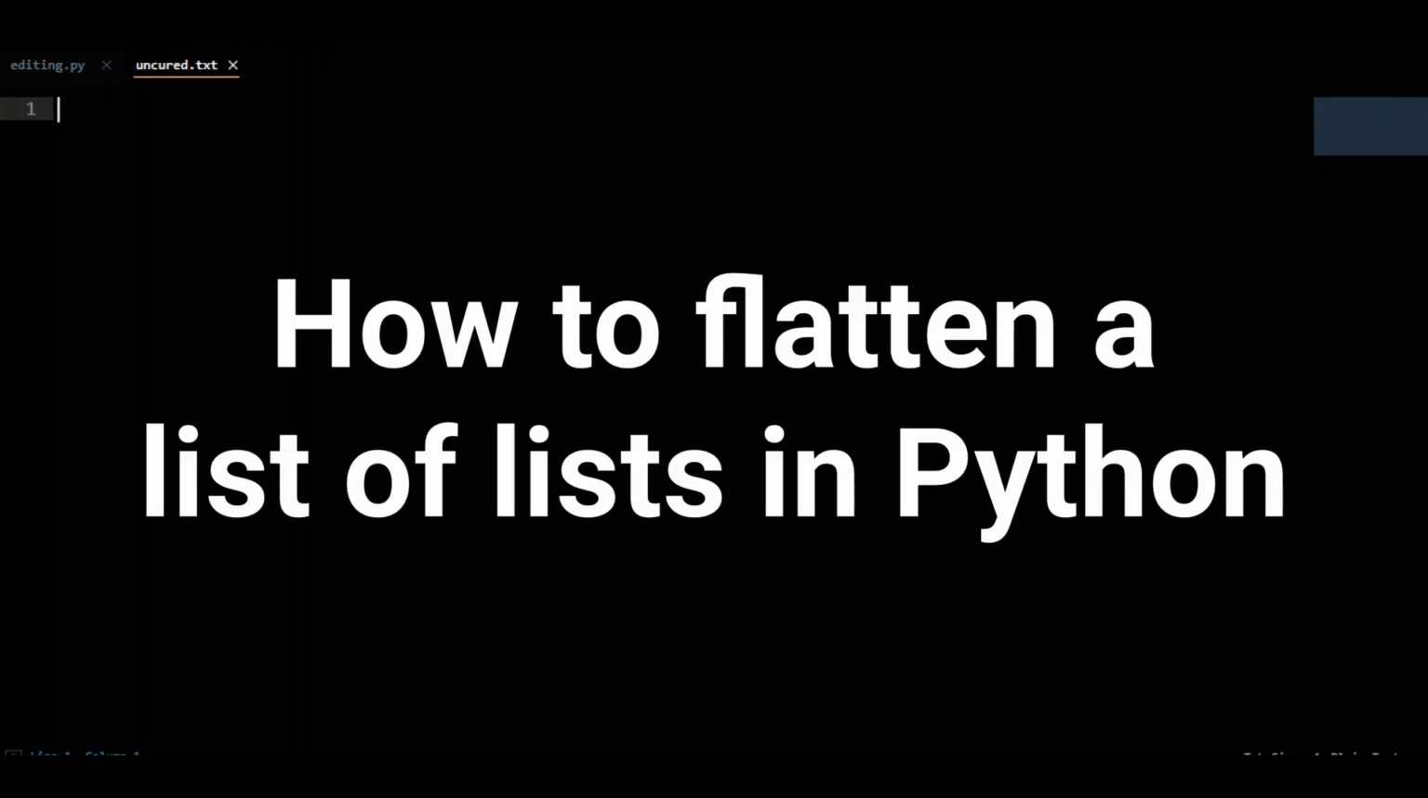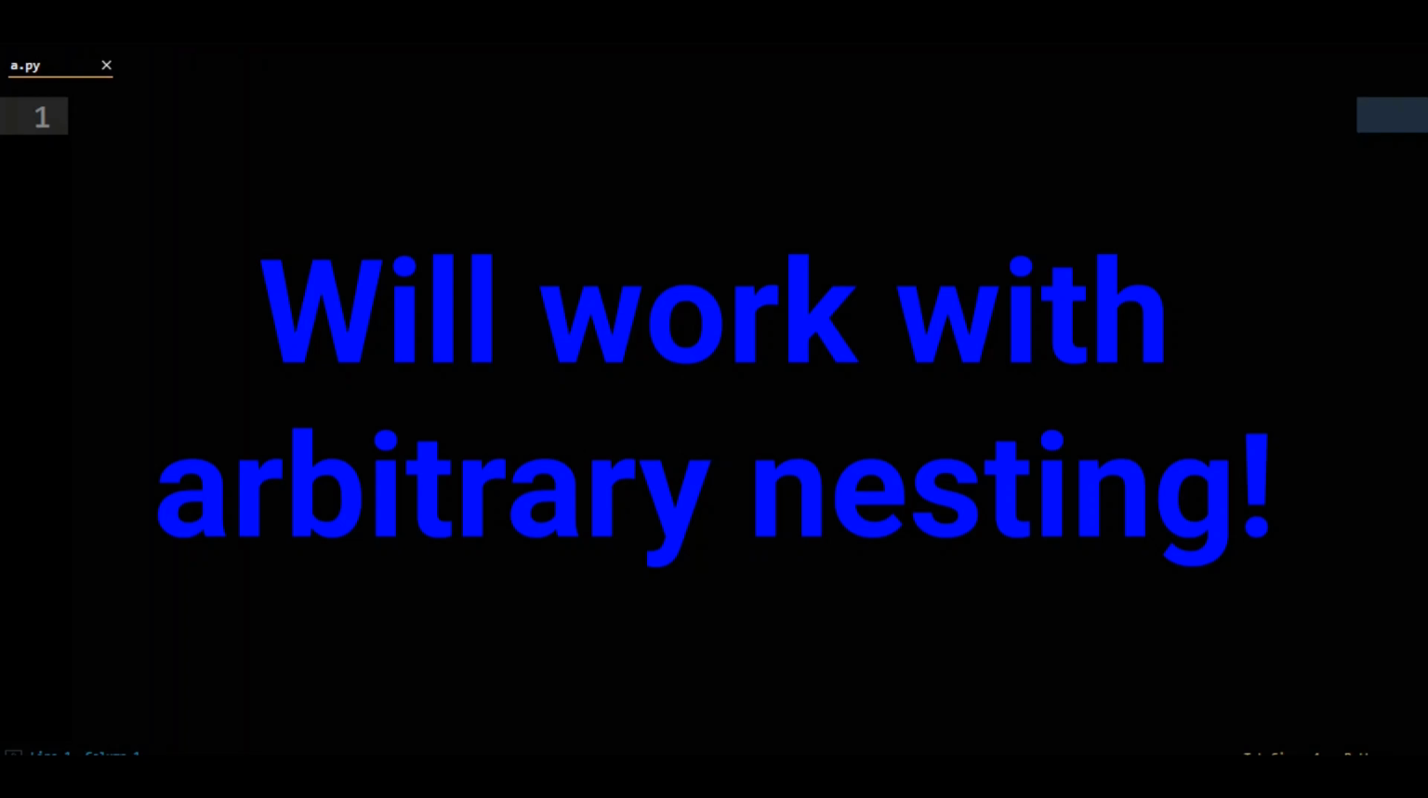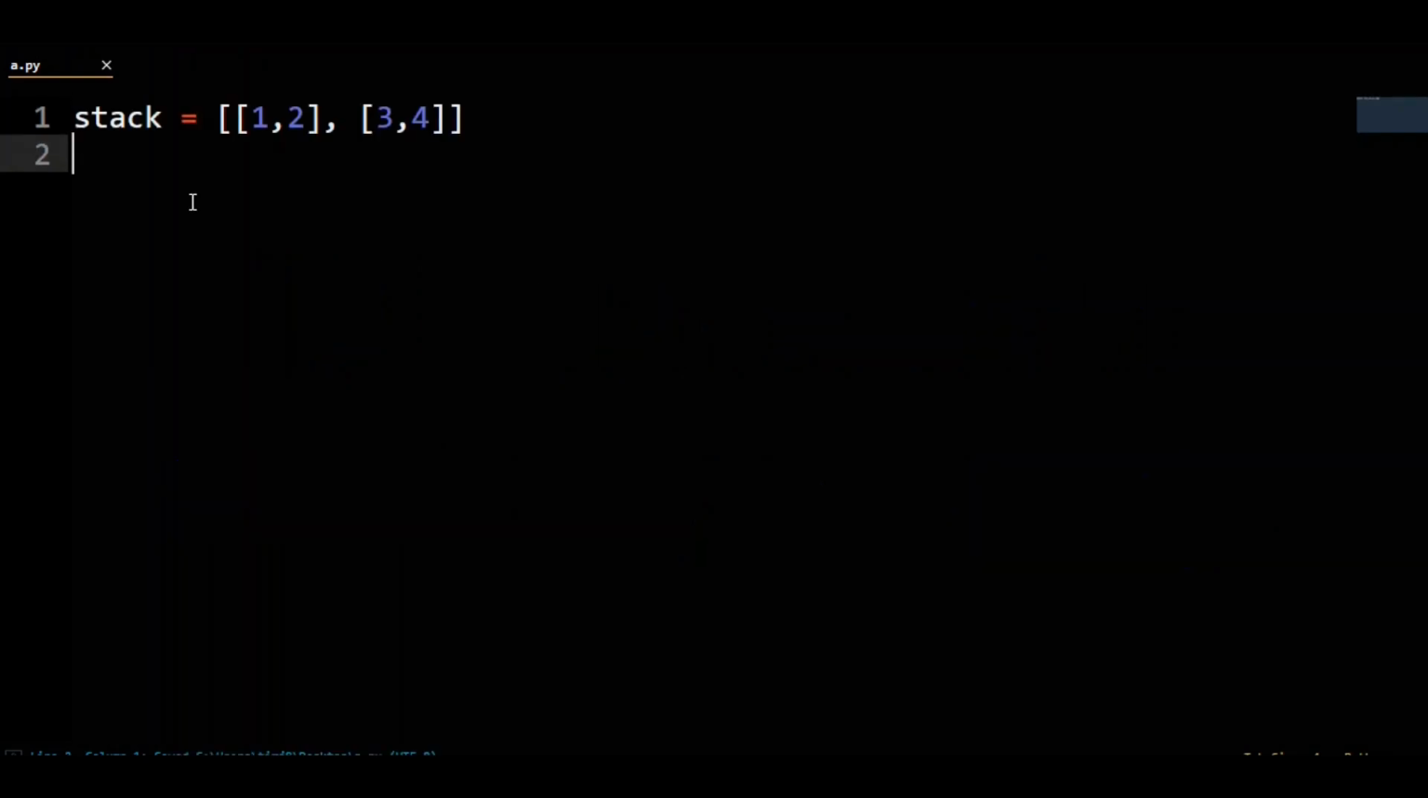How to flatten a list of lists in Python. There are many ways to do this, but most don't work for arbitrary levels of nesting. This method does. We're using a stack-based approach instead of recursion to avoid hitting Python's recursion limit. The stack will equal your initial list, and we will also initialize an answer variable to be just a blank list.